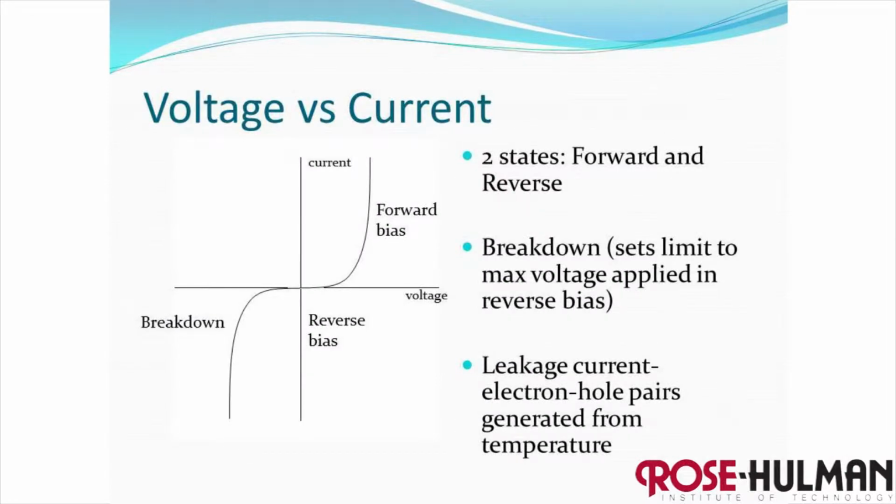This is a current voltage graph of our PN junction. There are two states the junction can be in, forward and reverse. Also notice the breakdown region. This sets the limit to the amount of voltage applied in reverse bias. Leakage currents are generated from electron-hole pairs generated by temperature.